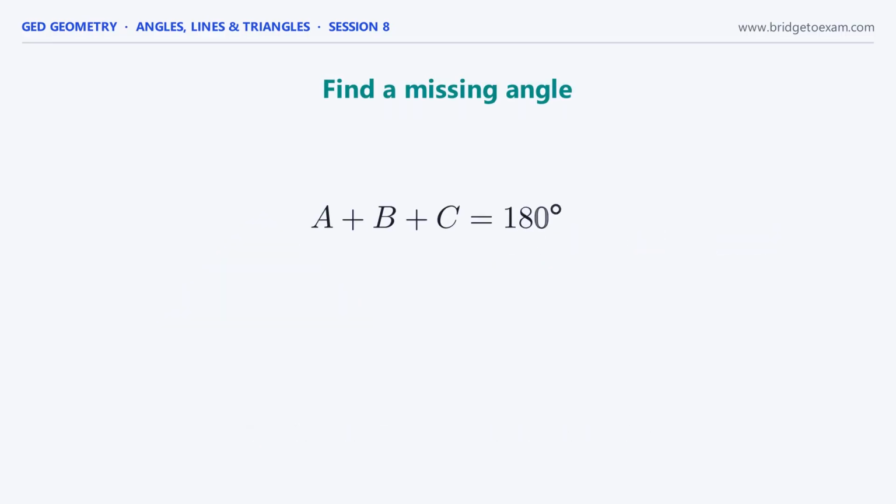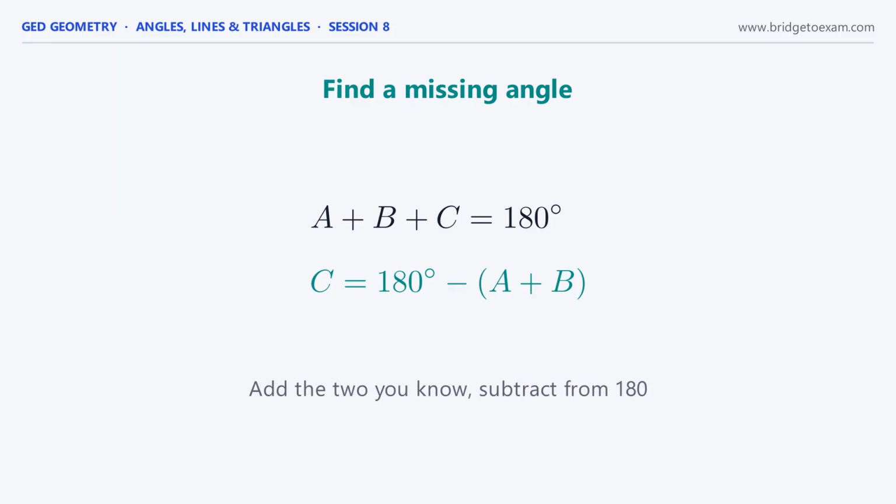This gives us an easy way to find a missing angle. If you know two of the angles, just add them up and subtract from 180. Whatever is left over must be the third angle. One rule, one subtraction, that's the whole technique.